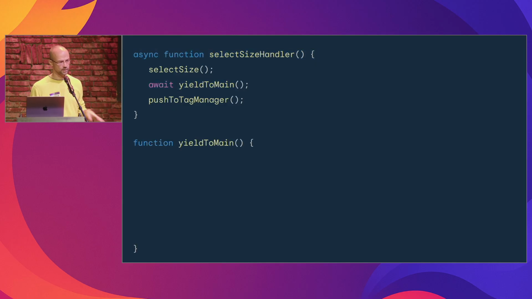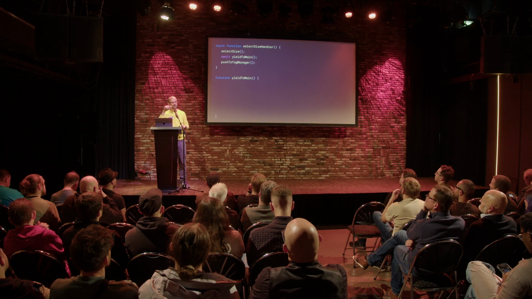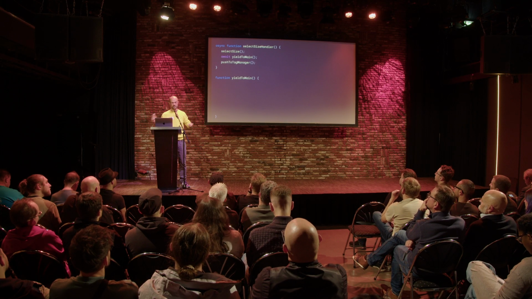I'll show you what yield to main is in a second, but this breaks the task into two tasks. The first is select size, so the user can see the bold applied to the new size they clicked, and the size is applied. Then in a second task, pushing things to tag managers asynchronously, because it's another task.